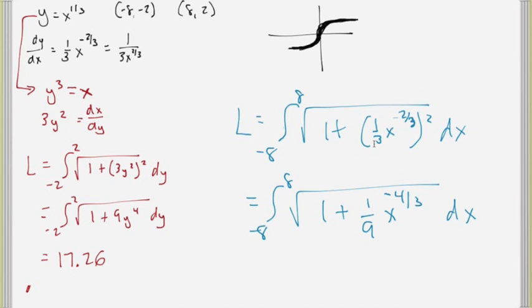Moral of the story is once you take your derivative, always consider whether that derivative is going to have any problems within the interval that we're looking at.